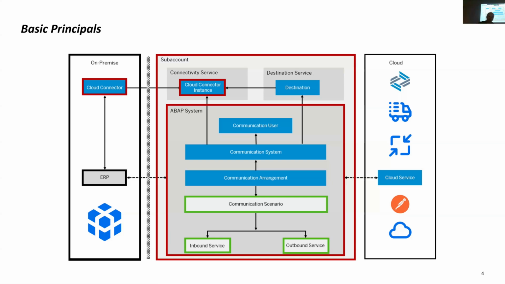And as an administrator, I have to create a so-called communication arrangement. And this is an administrative task. At the end, it's a kind of SM59 destination that is created, a communication system and a communication user, depending on what kind of authentication methods you are selecting. And then, of course, I can connect them in and out to the system.